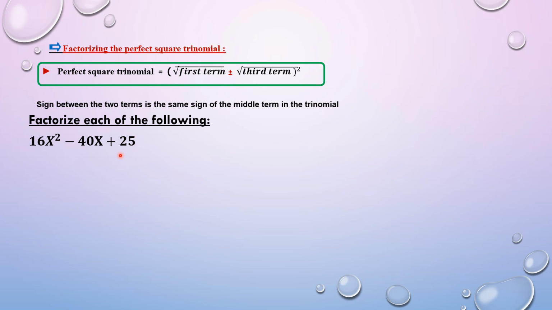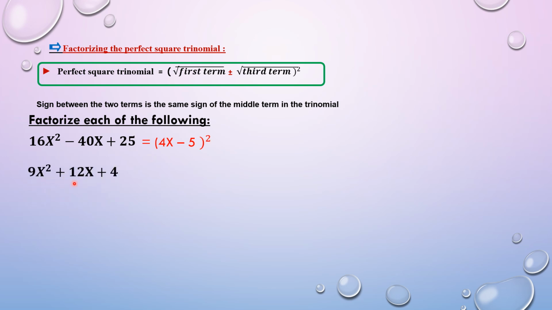Okay, its factorization: open bracket, take the square root of the first, 4x. The square root of the third is 5. What about the sign? Take the middle sign. The middle sign here is negative, so we put negative, all to the power of 2. Okay, let's take another example.